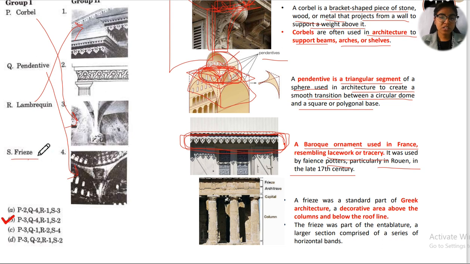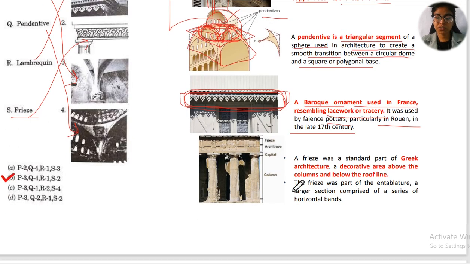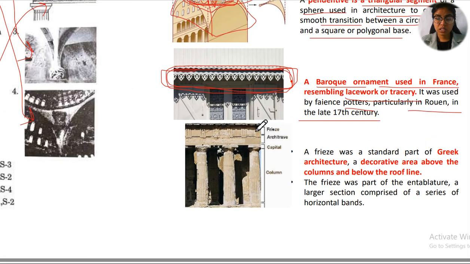Then we have fringes, option number 2. What is fringe? You can see in this image, this topmost part. This is your fringe. This architectural style can be seen in Greek architecture, a decorative area above the column and below the roof line. This is your column and above it is the roof at the top. So above the column they used to have fringe, and below the roof we have our fringe area.